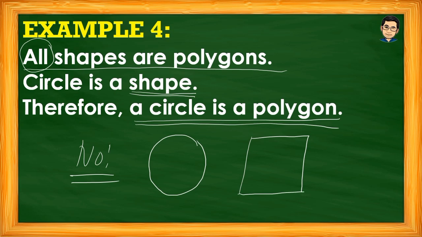Pwede nating ma-determine yung kanyang sides, kung ilan yung bilang ng sides: 4 equal sides, 4 congruent angles. Di naman kasi natin makikita yung side ng circle kasi nga wala siya. And then, hindi rin naman natin makikita yung angle unless mag-draw tayo ng lines inside the circle.